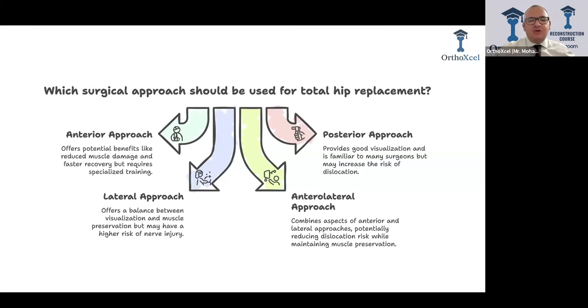And to be honest with you, from my humble experience, patients with posterior approach are much, much happier than anterolateral. So either anterior or posterior, anterolateral patients are the least happy.